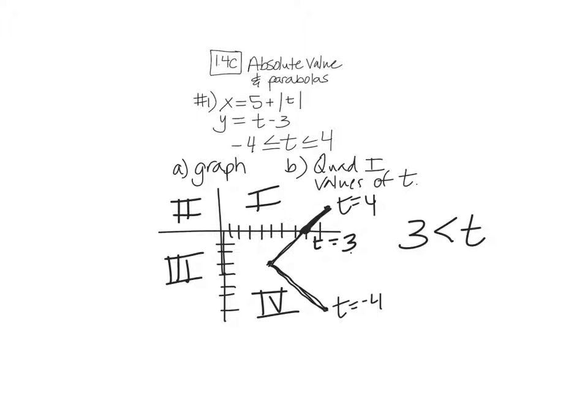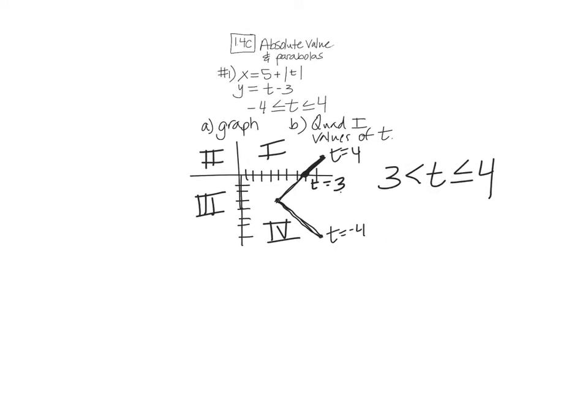T has to be greater than 3, less than or equal to 4. How come 3 doesn't work? When t equals 3, is that in quadrant 1? No, it's on the x-axis, which is not in quadrant 1. So I'm greater than 3, but I'm less than or equal to 4, because that's where I stop. So this is my quadrant 1 stuff right there.